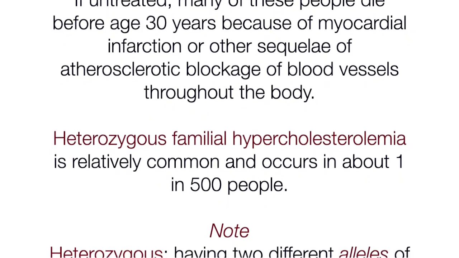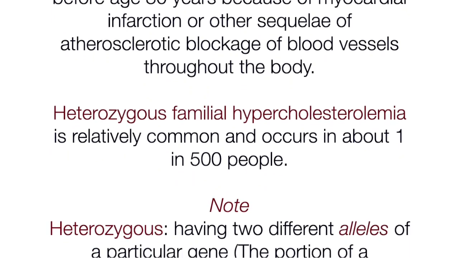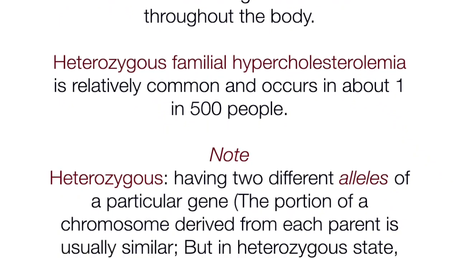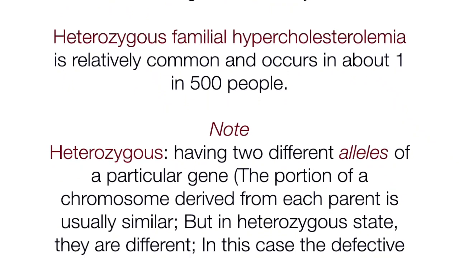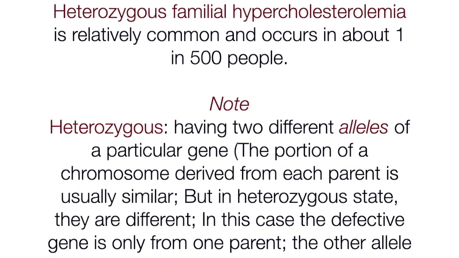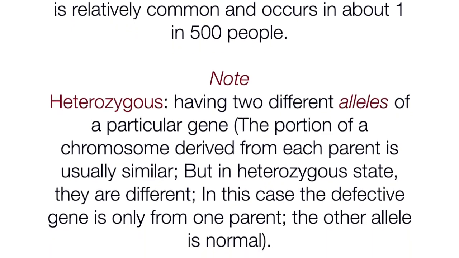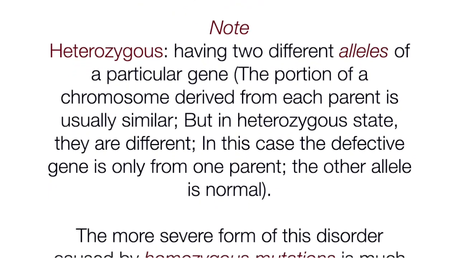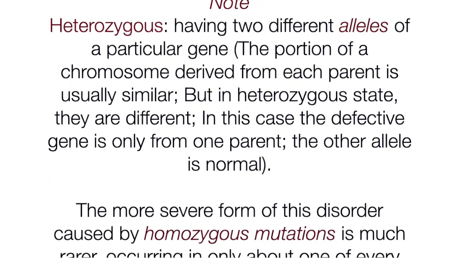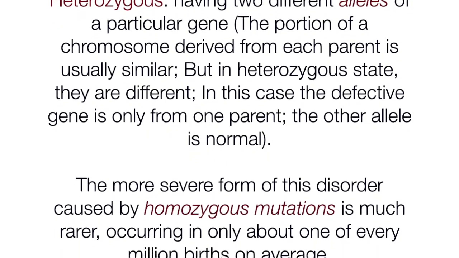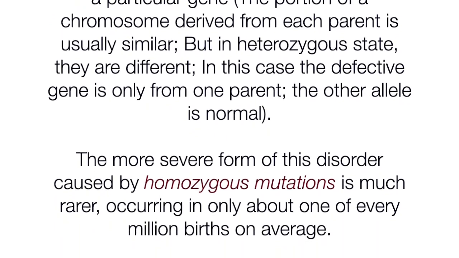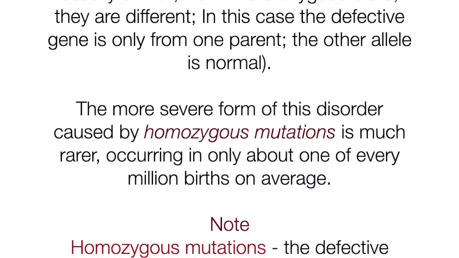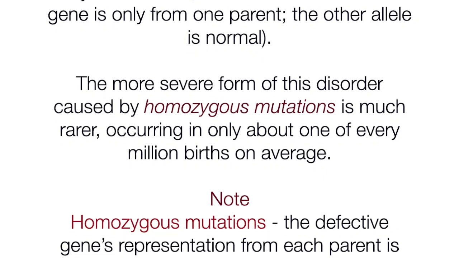Heterozygous familial hypercholesterolemia is relatively common and occurs in about 1 in 500 people. Note, heterozygous means having two different alleles of a particular gene. The portion of a chromosome derived from each parent is usually similar, but in heterozygous state they are different. In this case, the defective gene is only from one parent. The other allele is normal.